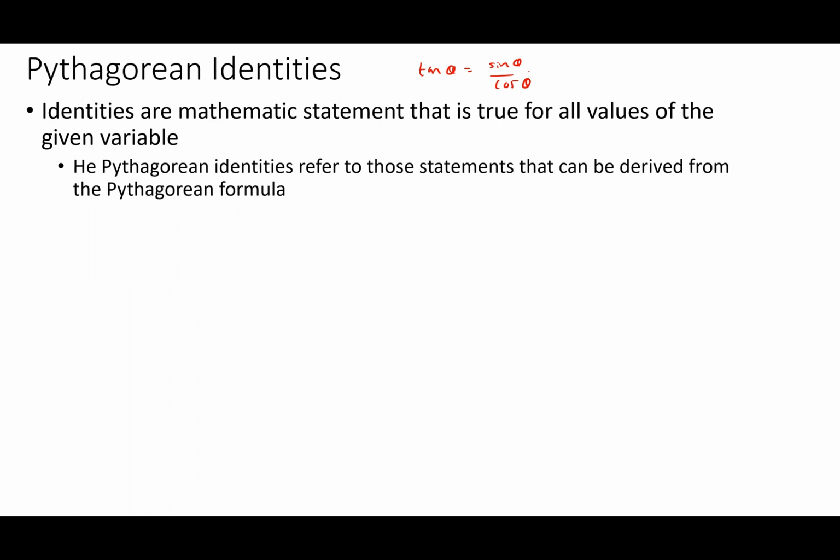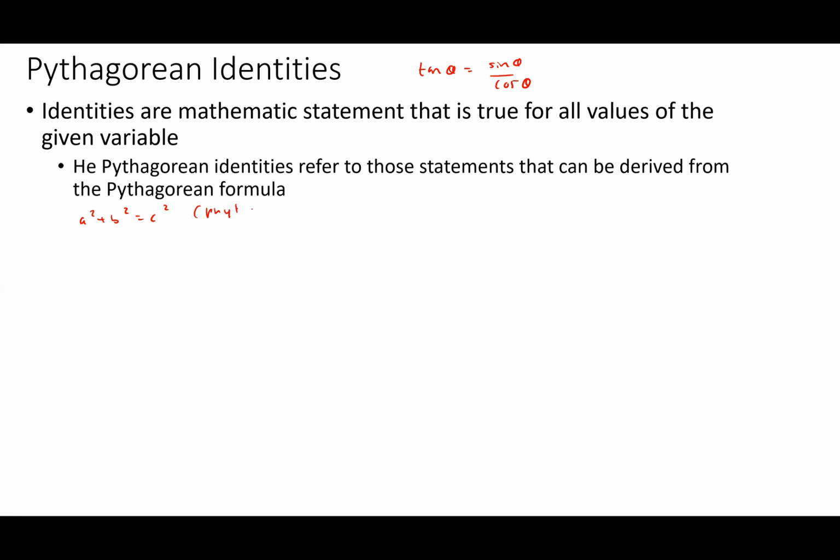The other type of identities that we're going to mainly be using throughout this unit, this course, as well as future courses, are called the Pythagorean identities. Now, the Pythagorean identities can actually be determined by using the Pythagorean theorem, which you all know as a squared plus b squared is equal to c squared.